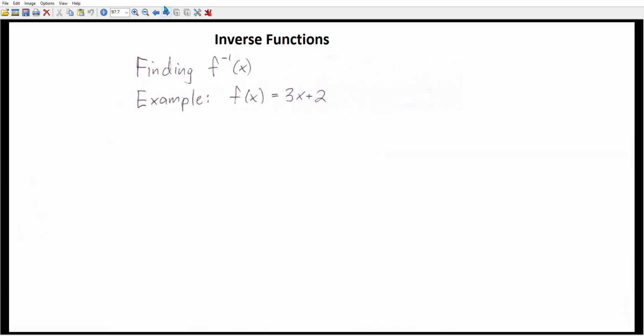Now, let's talk about finding inverses. So let's start with this function f of x equals 3x plus 2. We calculate the first derivative. It's 3.